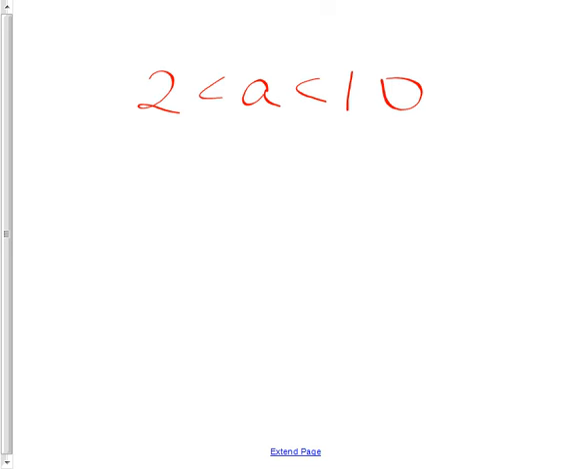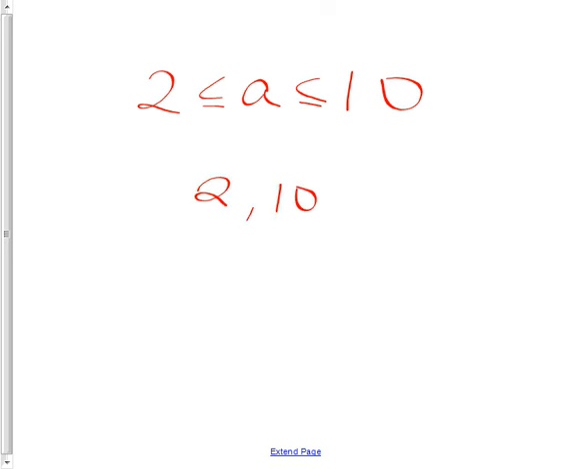So can you be 2 then, according to this? No. What if I put that? Now can you be 2? Yes. Okay, can you be 10? No. And if I put this, now you could be 10. You get the difference?